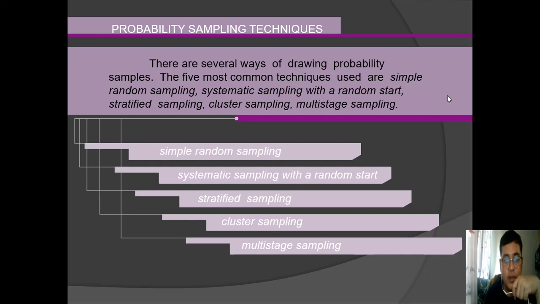Probability sampling technique. So there are several ways of drawing probability samples. Ang five most common technique is simple random, then systematic sampling with random start, stratified sampling, cluster sampling, and multi-stage sampling. The most common here is simple random sampling, yung fishbowl method, yung binubunot. O kaya naman, sa systematic naman ay yung binibigyan siya ng specific number in a certain order. Halimbawa, every third person will be the sample.